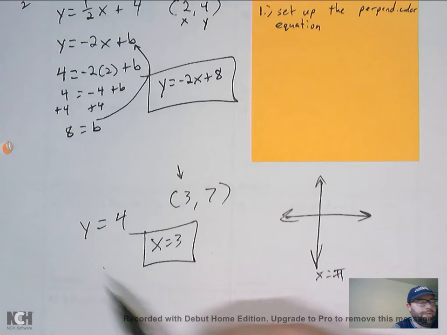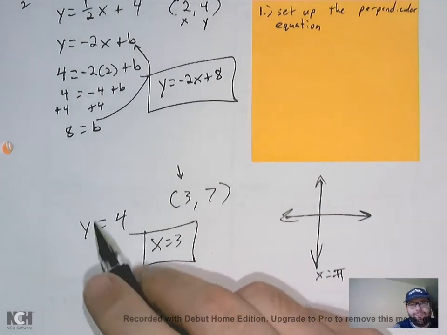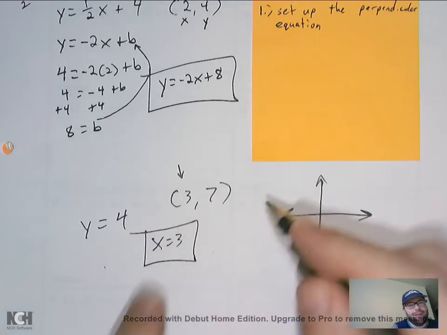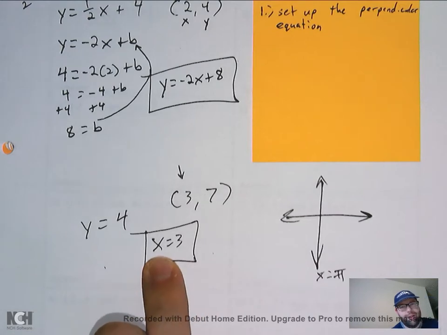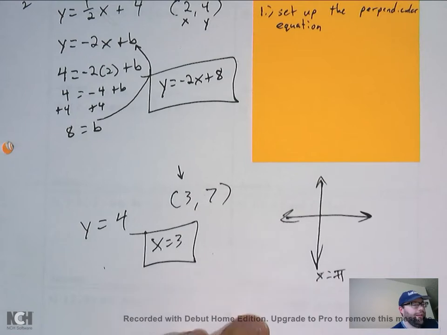If it had originally been an x equals and you're looking for a y, then you would have looked at the y coordinate. So it's really just that simple. Whatever the corresponding coordinate is to whatever variable you're looking for, that's what it's going to end up being. Okay, let's look at an example.